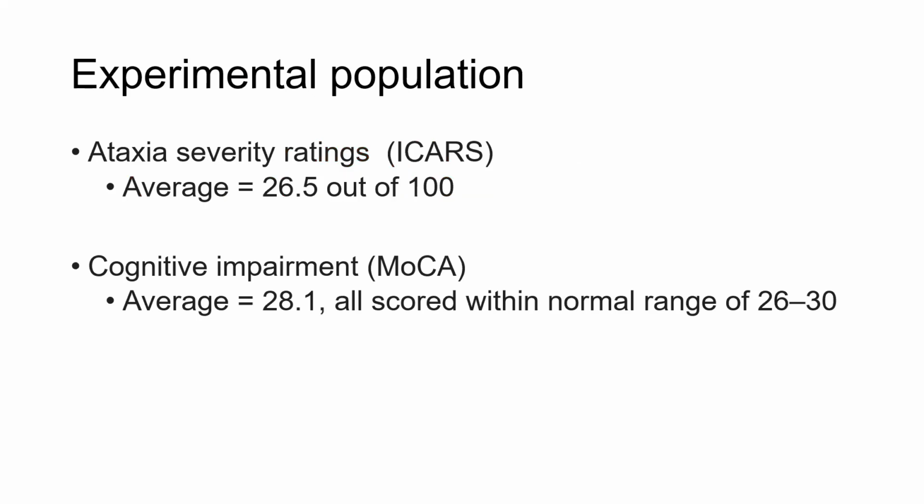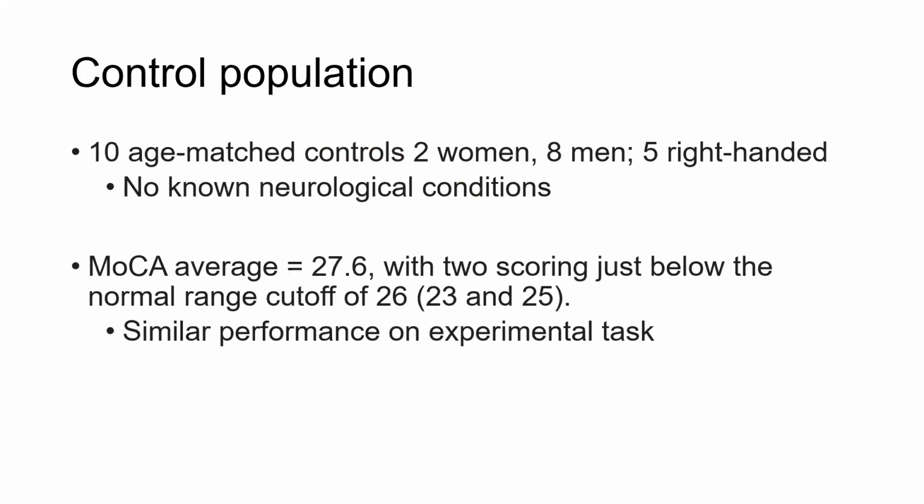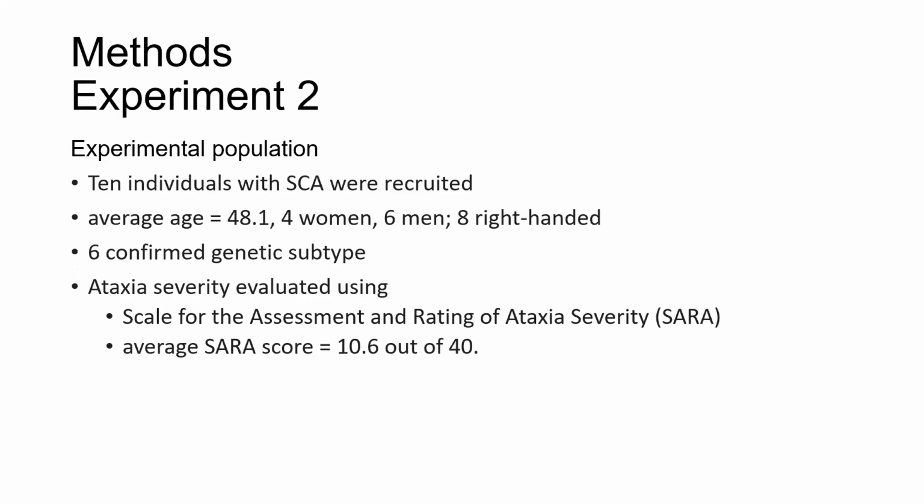Experimental population metrics continued. We get the average ataxia severity rating of 26.5 and an average cognitive impairment of 28. For the control population, we have 10 age-matched controls, 2 women, 8 men, 5 right-handed, no known neurological conditions, a cognitive average of 27.6, with 2 scoring below that cutoff range, but they were admitted into the experiment because their performance on the experimental task was similar to other participants.